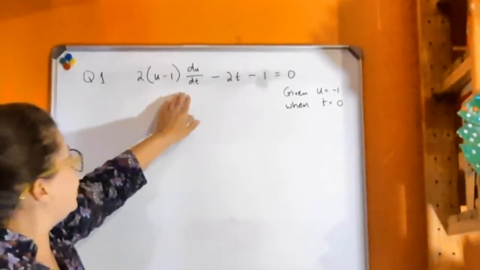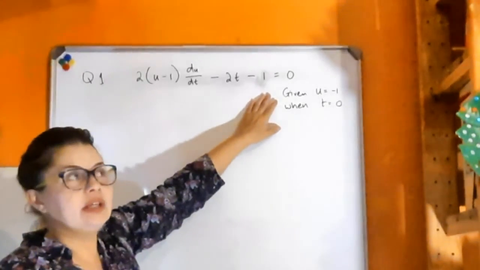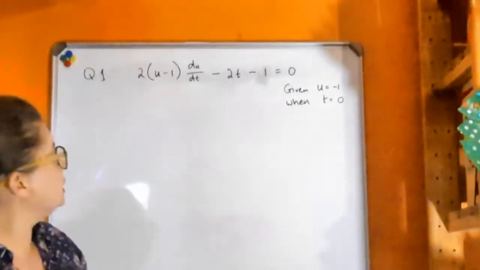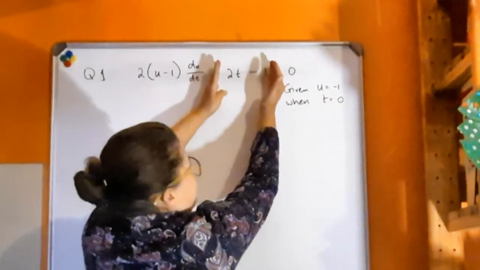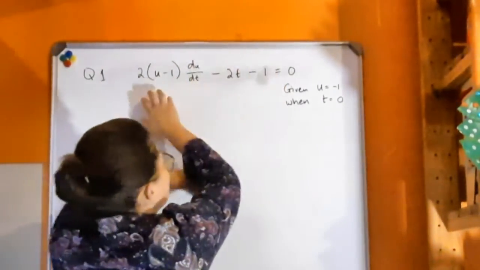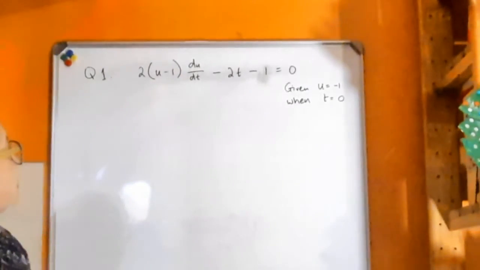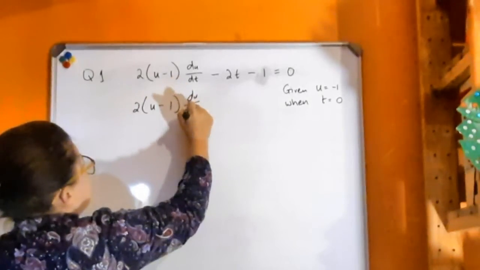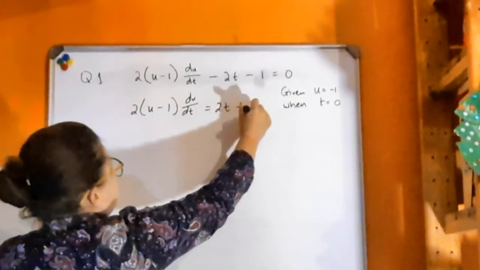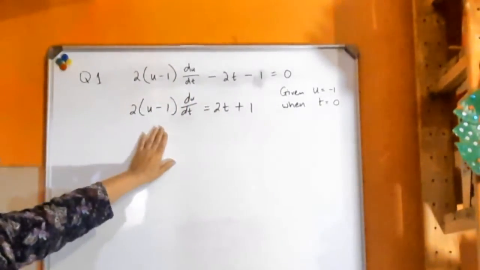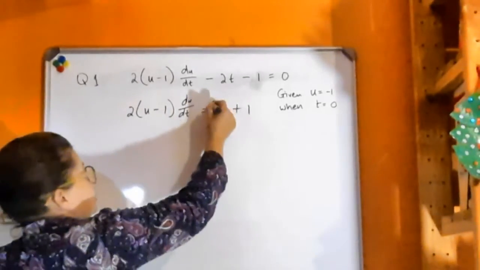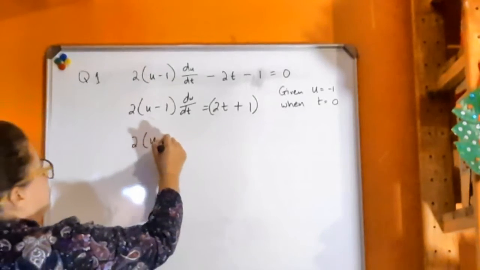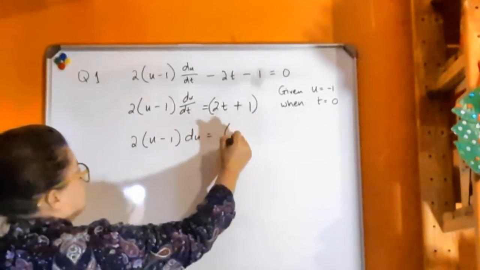Then we see we have 1, 2, 3 terms, which at first makes you think that you can't use separable, but if you see here, these last 2 terms, you can actually make it as one term, which means you'll have 2 terms. So this can be written as (2u - 1) du/dt = 2t + 1. So you've got 1 term on the left hand side and 1 term on the right hand side. You put a bracket around that.